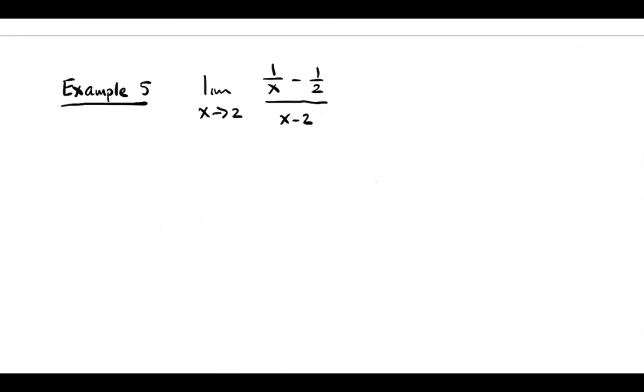Okay, so I've got a couple more here. Let's see if we can just do them. So this time it's the limit as x approaches 2. My habit is to check the denominator, and sure enough, the denominator goes to 0. So then I check the numerator. The numerator is going to go to 1/2 minus 1/2. That's also 0. So this is a 0 over 0 limit.